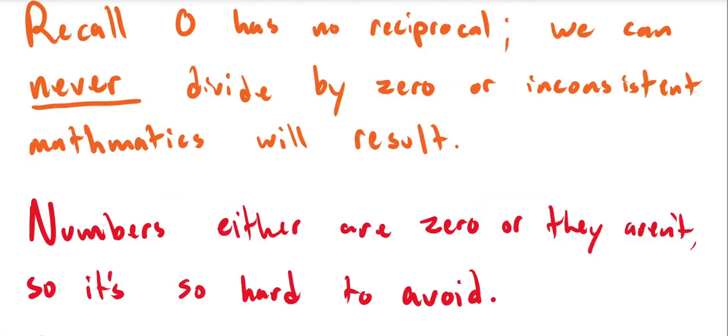Now, when we were dividing by numbers, it was pretty easy to check that we weren't dividing by 0. A number either is 0 or it isn't 0. If it is 0, you can't divide by it. If it's not, you can divide by it freely. So it wasn't that hard to avoid when we divided by numbers.